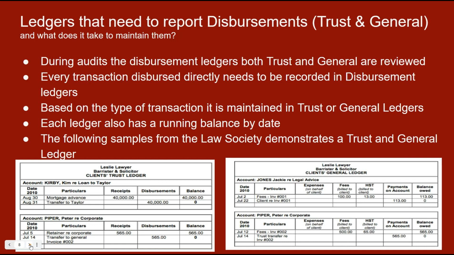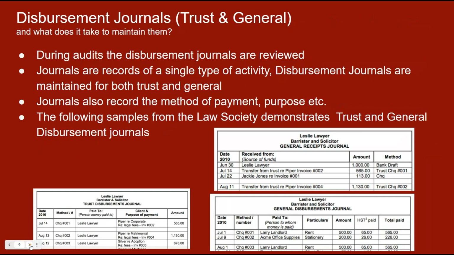You paid the disbursement, right? So let's start there. And then there are the journals. If you have a trust account and you use that to pay for a disbursement, then you use the trust disbursement journal. If you use the general account, then there's the general disbursements journal.